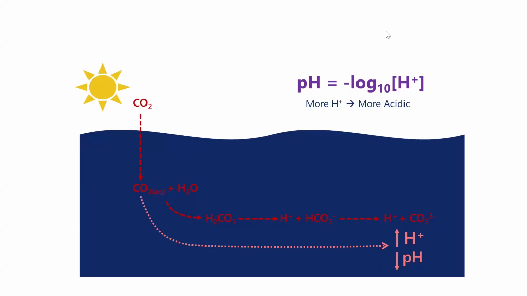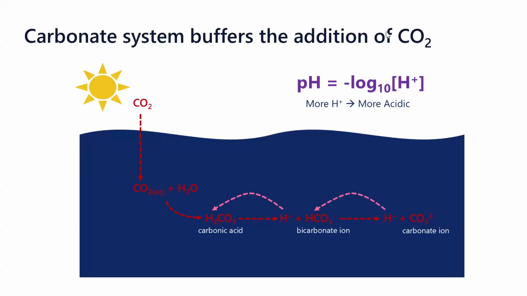If we were just to think really simply, what would happen? You might think, okay, as CO2 increases, we're going to have an increase of hydrogen ions, which is going to decrease the pH. But this doesn't quite happen, because of the carbonate system's ability to buffer the addition of CO2. These bicarbonate ions and carbonate ions will mop up excess hydrogen ions. The reaction will go in reverse, and the concentration of hydrogen ions can try and remain constant, and pH can remain stable.